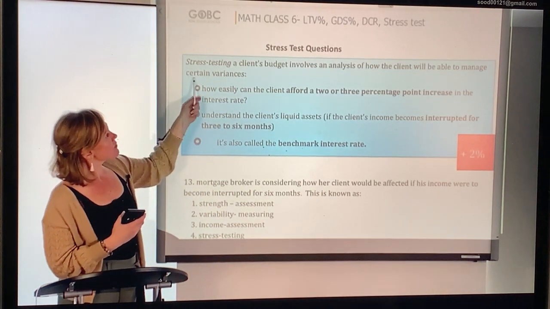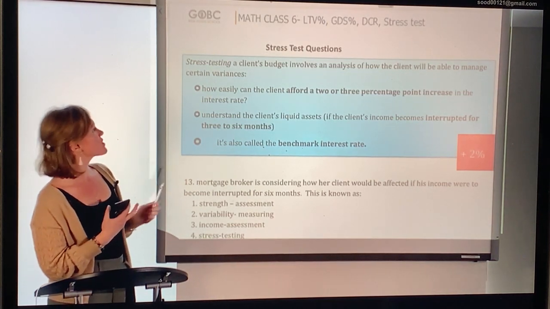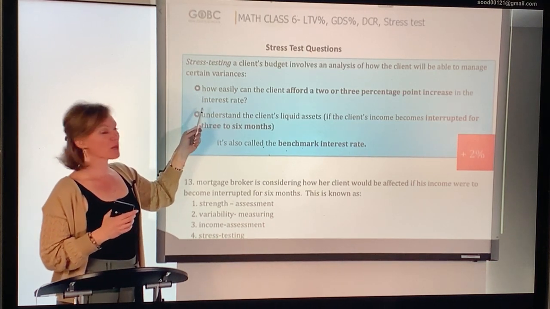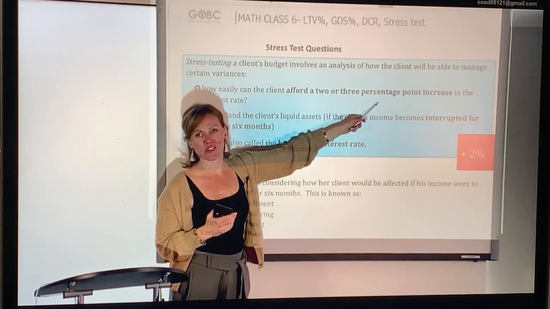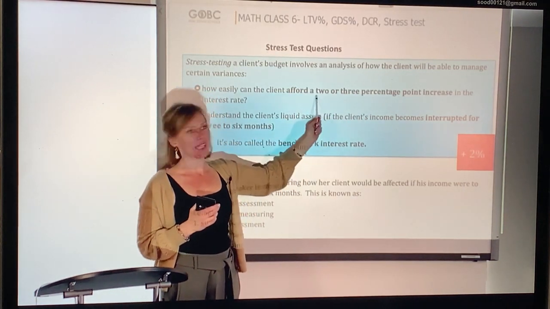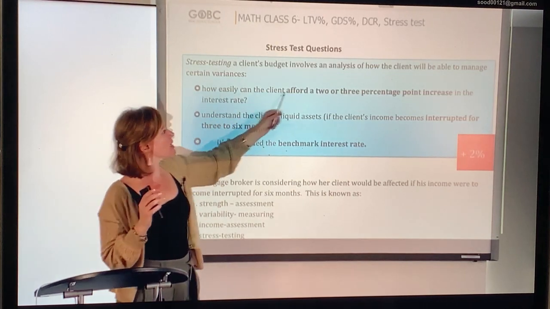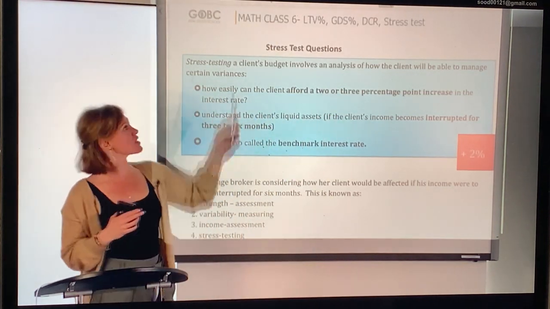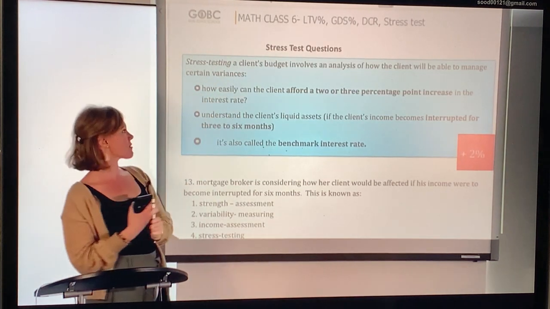So stress testing is a client's budget analysis of how the client will be able to manage certain variances. So if the rate changes or whatever that is, they want to make sure that you'll be able to afford it. How easily can the client afford a 2 or 3 percentage point increase? This sometimes comes up on the exam, and they will ask you, what do we call this? When the client can afford a 2 or 3 percentage point increase in the interest rate, what's the name of this? Stress test is the answer, or it could be a benchmark interest, which means the exact same thing, okay?